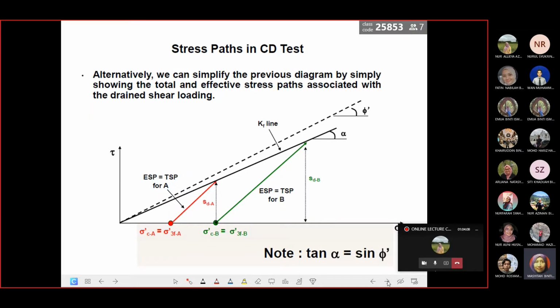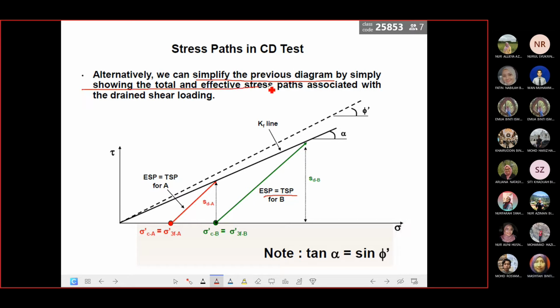So if you take out the Mohr-Circle curves and represent them only in the t and s plane, this is what we have. We only have a straight line representing B, and another straight line representing A. At this time we will see that the effective stress path is similar to the total stress path. So it's simply the previous diagram, just showing the total and effective stress path.